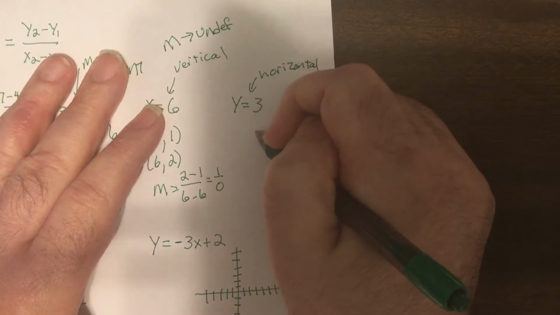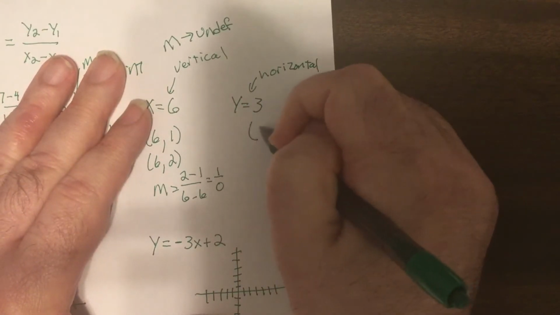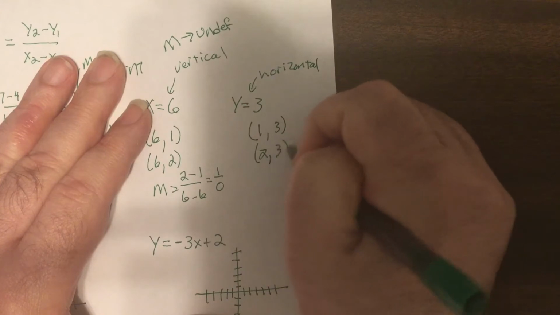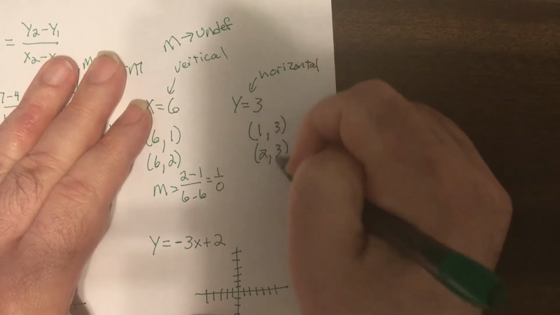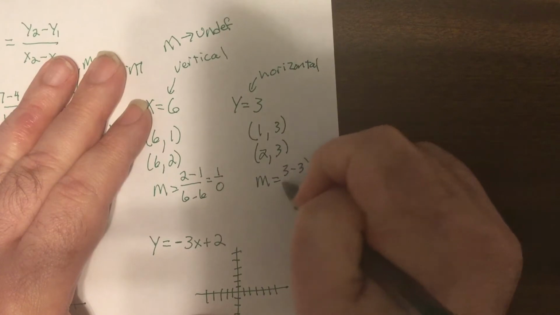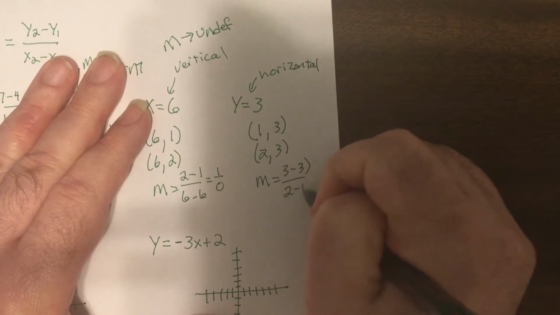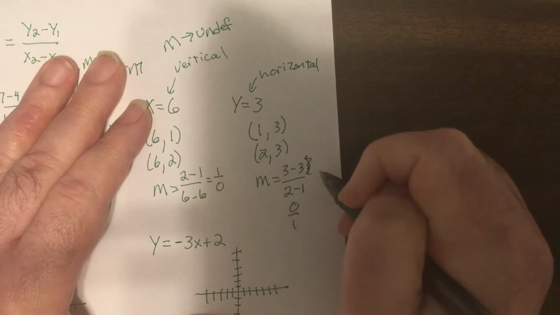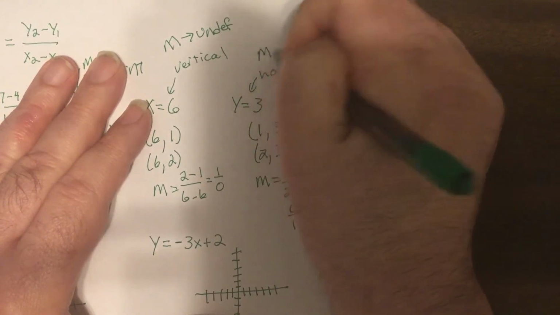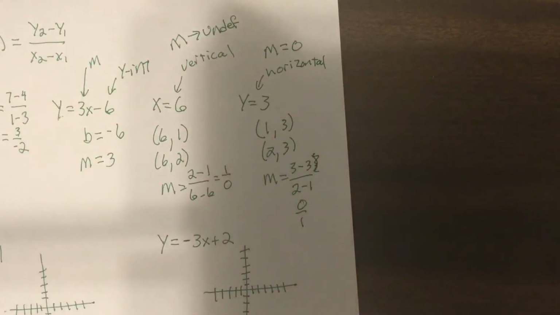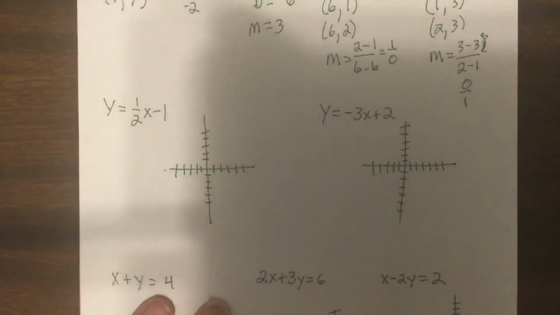For a horizontal line, you'd say 2 points. Well, how about (1, 3) and (2, 3)? All that matters is y is 3. So slope would be 3 minus 3 over 2 minus 1. That's 0 over 1, which is 0. So a horizontal line is y equals a number, and the slope is 0. Those two would help you in the long run if you just memorize them.